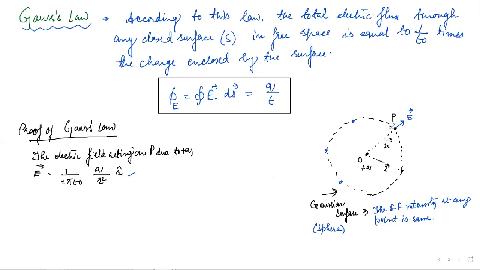Now we are considering a small area element. Let us consider a small area element. This is the area element. And this area element has area vector dS like this. So what we can do? We can write it like this.